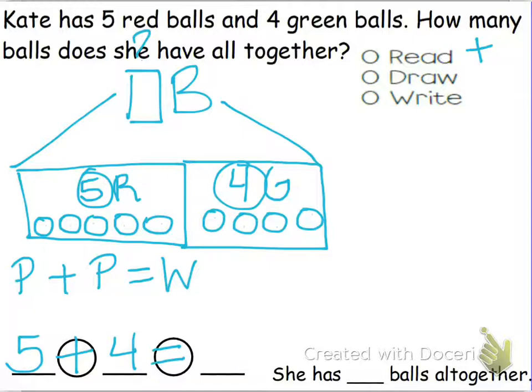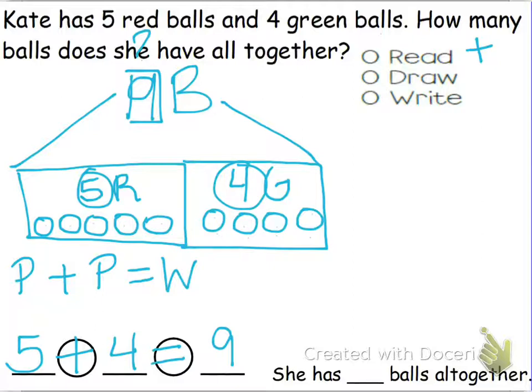Or instead of counting each circle, you can count on. You can say, oh, I know that this is 5. So 5, 6, 7, 8, 9. So then you know it's 9. Now, do you have to do that? Do you have to count on? No, but it's going to be easier if you would count on 1.